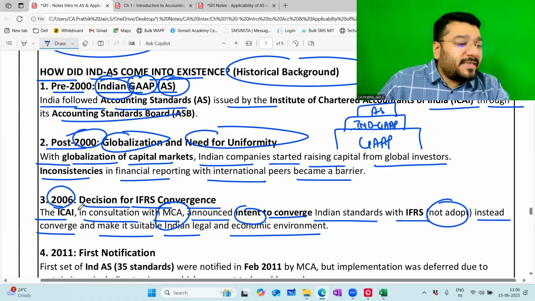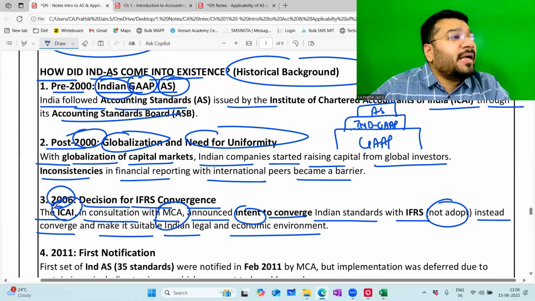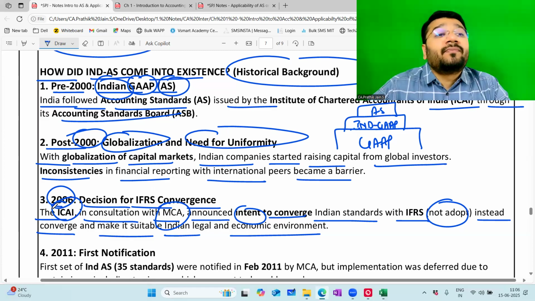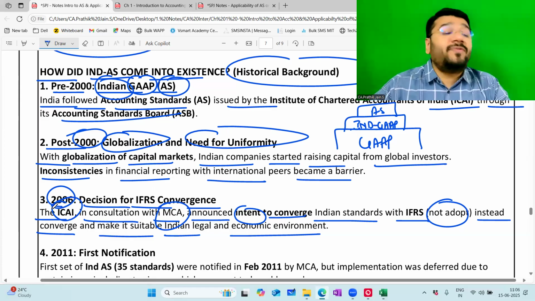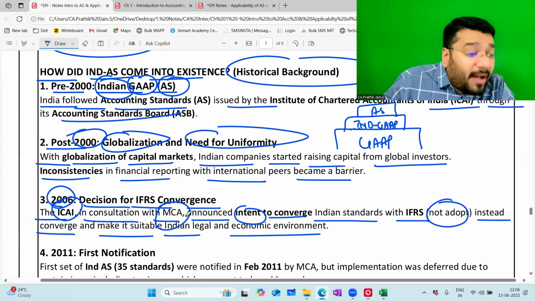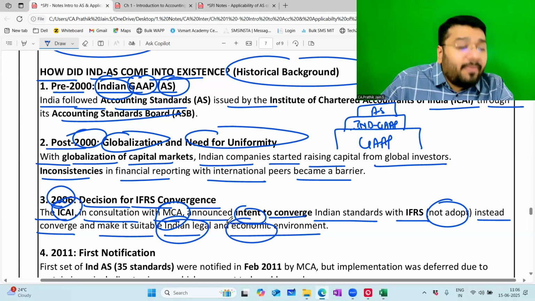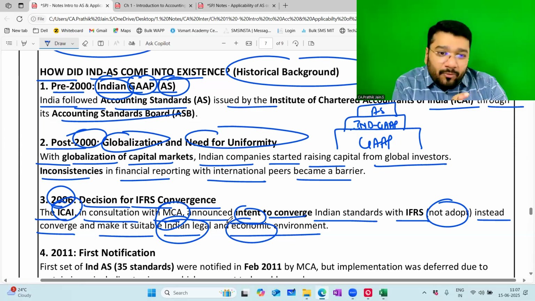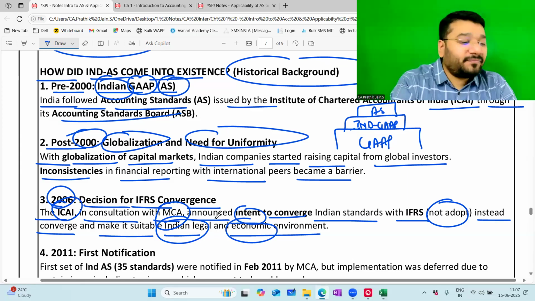MCA, ICAI. Basically, ICAI is the primary body dealing with the international bodies. ICAI said that we are not going to adopt your IFRS, but we are going to converge with your IFRS. They asked why, what is the reason? Because whatever IFRS is saying is not 100% suiting my country's legal, economic, and business environment. So accordingly, to make it suitable, we'll make changes here and there.